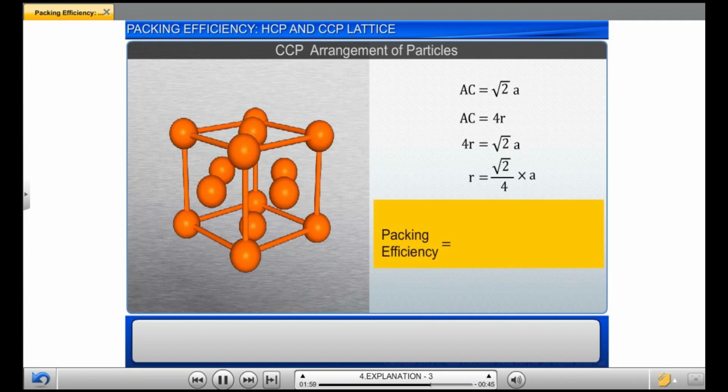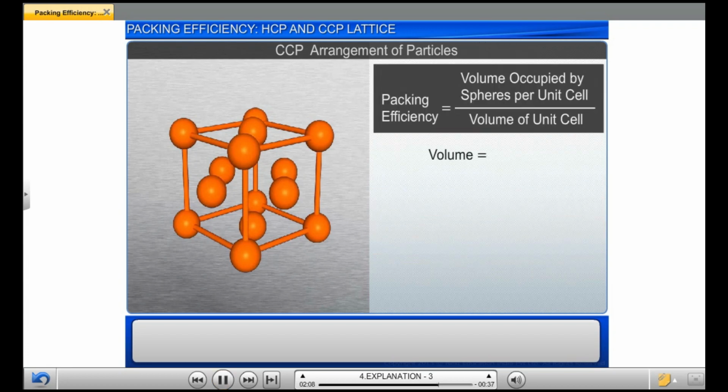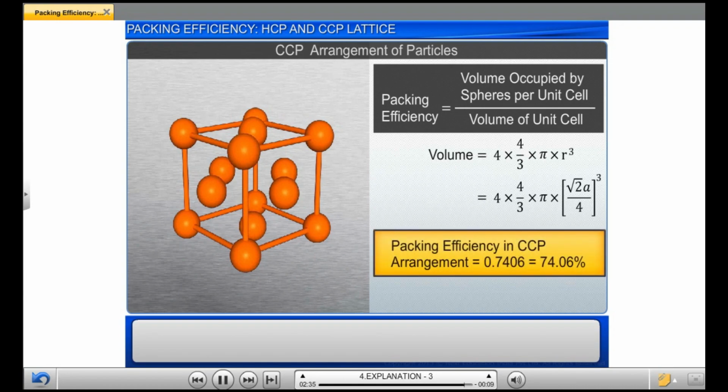Packing efficiency is the ratio of the volume occupied by the spheres per unit cell to the volume of a unit cell. The volume occupied by 4 spheres is given by 4 multiplied by 4 upon 3 multiplied by pi multiplied by R cube. This expression in terms of edge length A is 4 multiplied by 4 upon 3 multiplied by pi multiplied by (root 2 A upon 4) whole cube. Hence, the packing efficiency in CCP arrangement is 0.7406, which is equal to 74.06%.